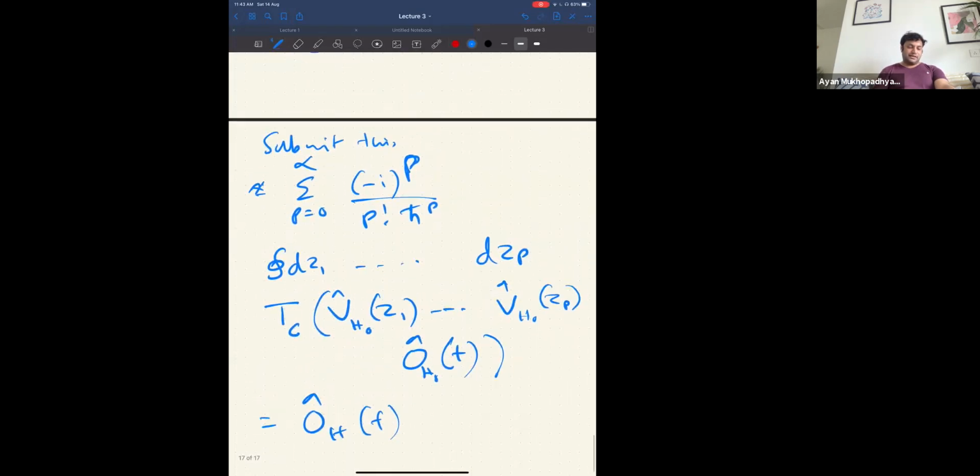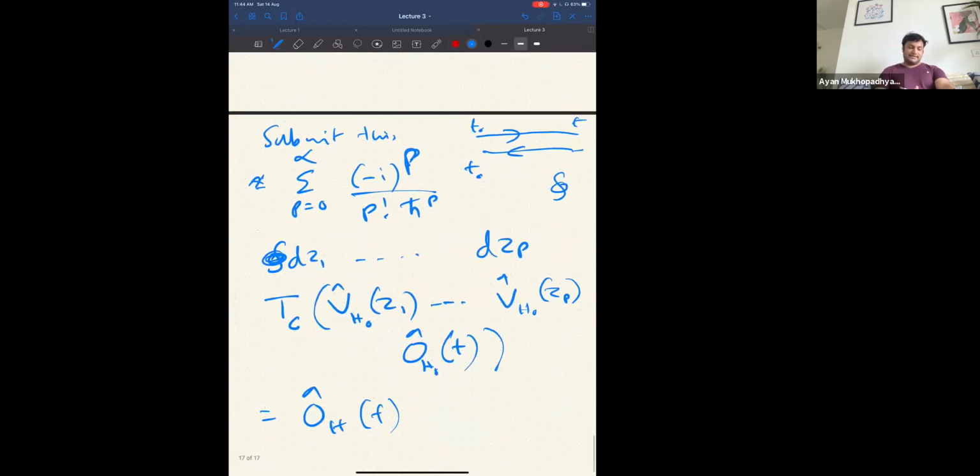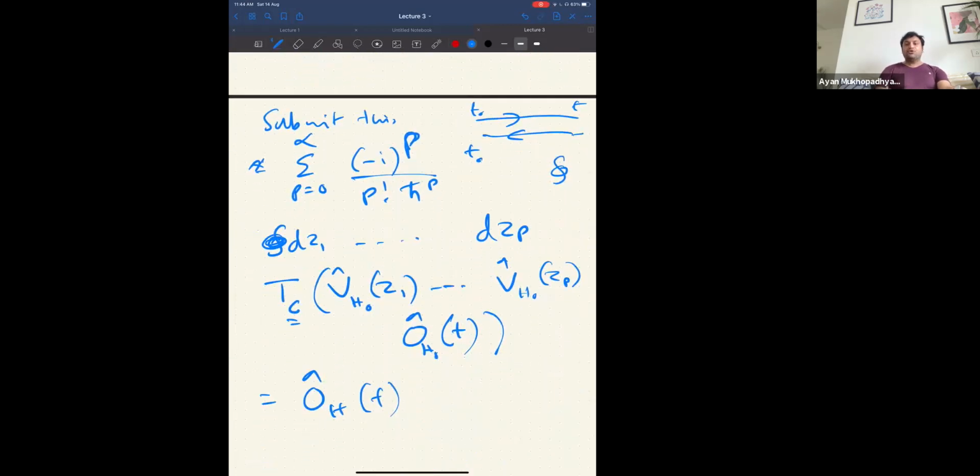So let me explain what I've done. What I've done is I have written this integral as a closed time path. So therefore, there's a sign here. It goes from t0 to t and goes back from t to t0. So that's why it's a closed contour, that's why there is this sign here. It's a closed contour. And this symbol implies contour ordering, not time ordering.